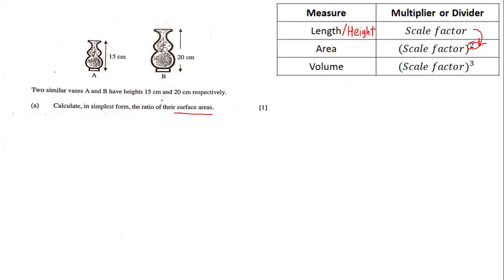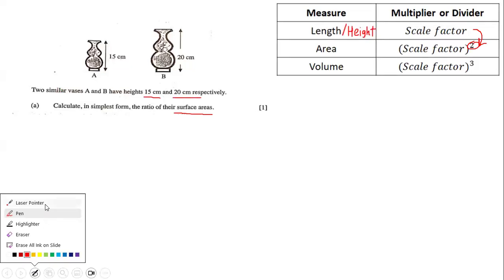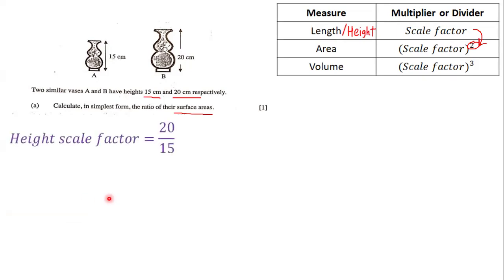Now, what were we given? We were given the heights. They gave us the height scale factor. Now, what is the height scale factor? The height scale factor is going to be 20 over 15. But what we want to figure out is the area scale factor.